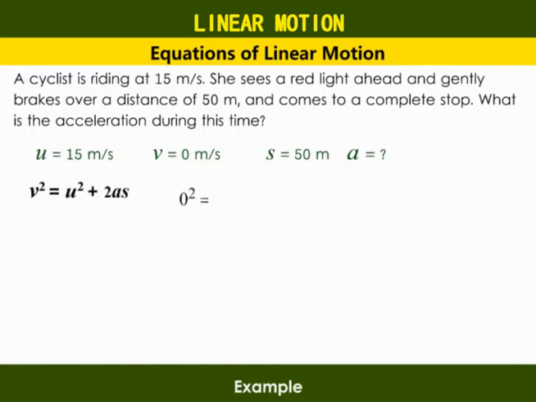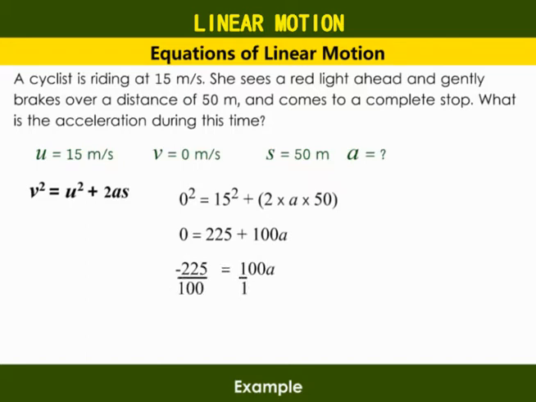0 squared is equal to 15 squared plus 2 times a times 50. 0 is equal to 225 plus 100a. Minus 225 is equal to 100a. To get a, we divide both sides by 100, and a will be equal to negative 2.25 meters per second squared.